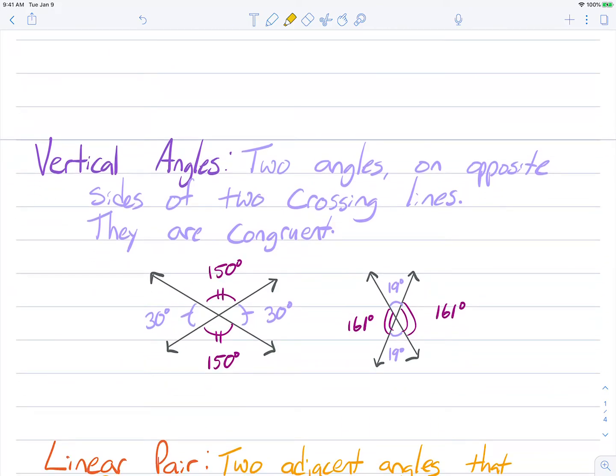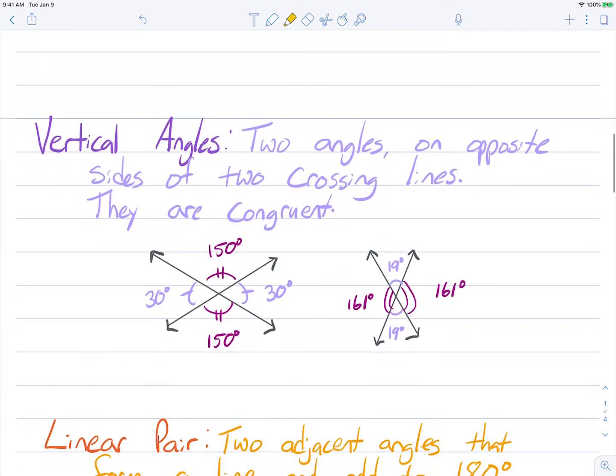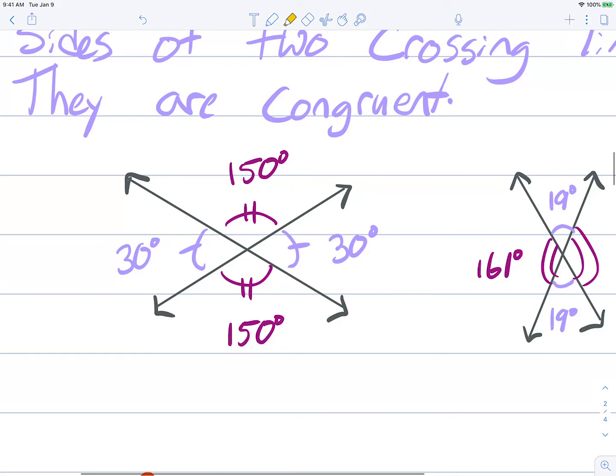Vertical angles. Two angles on opposite sides of crossing lines, and they are congruent. This is going to be a very useful one. So if you have two lines that cross, the angles on opposite sides are congruent.